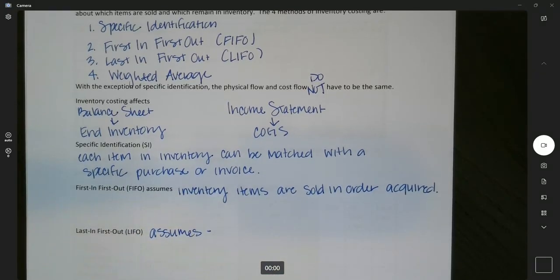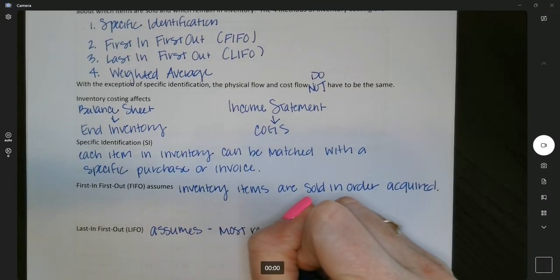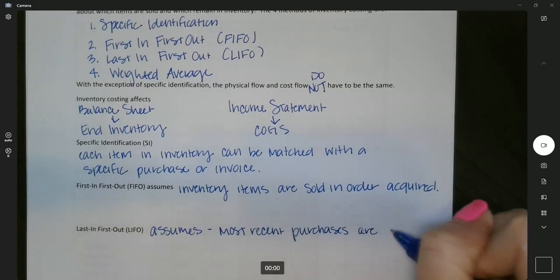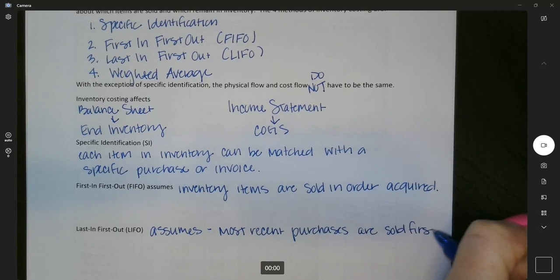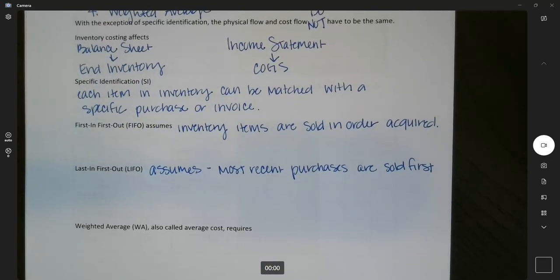In this one, the most recent purchases are sold first. Scooting that up. In LIFO, the more recent costs are charged to cost of goods sold, and the cost of the earliest purchases are still assigned to inventory. Advantages to this are that cost of goods sold on the income statement would reflect a current cost and better matches current costs with revenues.